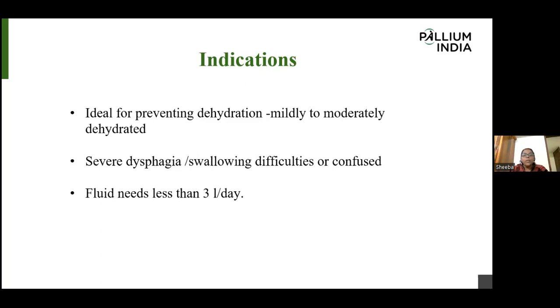Fluid needs should be less than 3 liters per day. Maximum 3 liters we can give at a time across different areas. At one site we can give 1.5 liters for 24 hours. So if you want to give more than 1.5 liters, you can choose different sites.